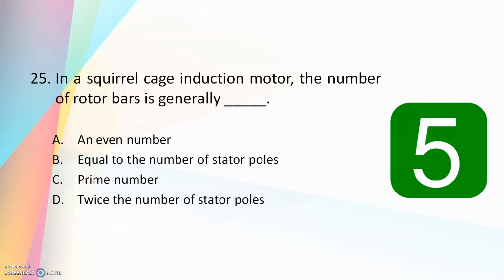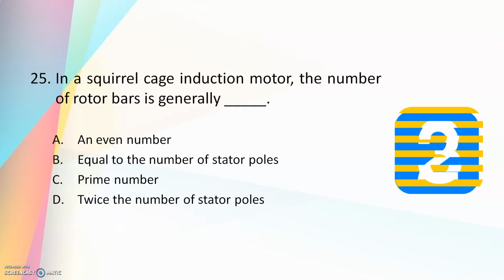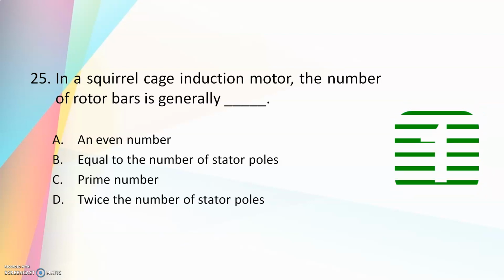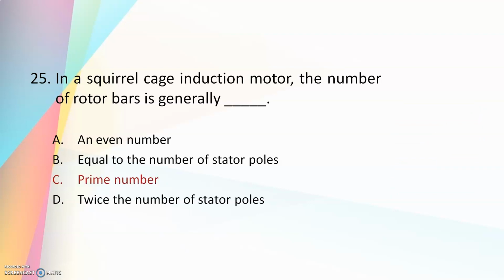In a squirrel cage induction motor, the number of rotor bars is generally an even number equal to the number of stator poles, prime number, twice the number of stator poles. And here you go. And the answer is prime number. In a squirrel cage induction motor, the number of rotor bars is generally taken as a prime number.